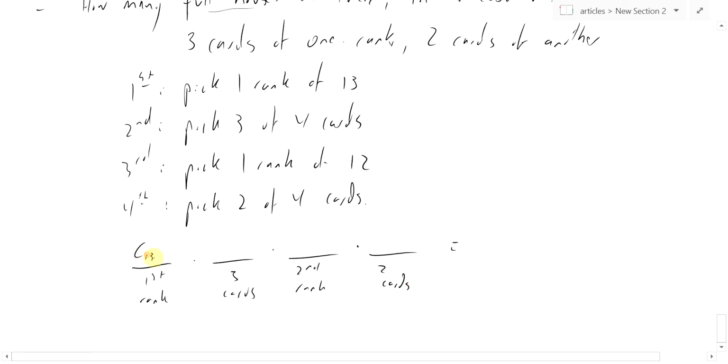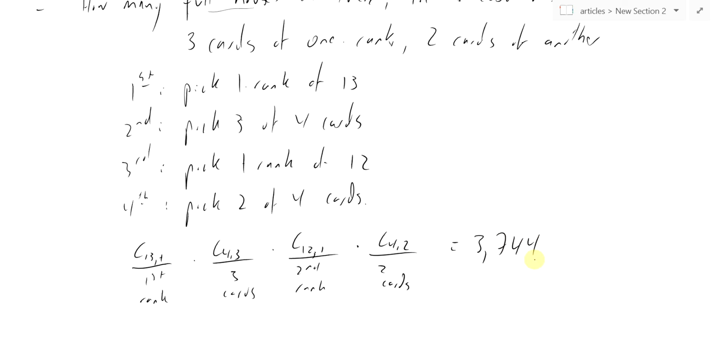Picking 1 of 13, C(13,1). Pick 3 of 4, so that's C(4,3). Pick 1 rank out of 12, so C(12,1). Pick 2 cards out of 4, so C(4,2). And if you multiply all that together, you get 3,744 possible full houses.